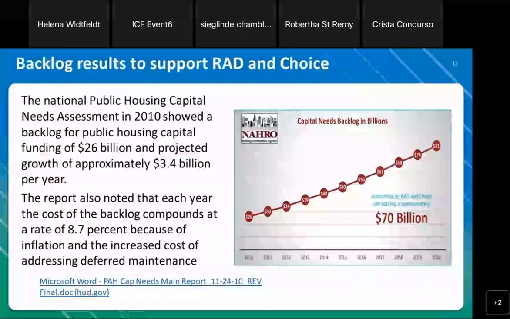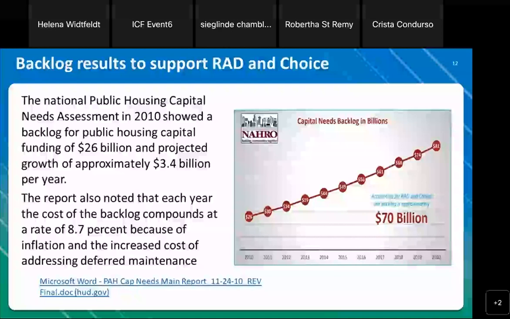It actually has been derived from a final document from HUD. And again, you see down there on the slide deck, there was a capital needs report done in 2010, and NAHRO has taken the opportunity from that report and updated it last year to show and support the capital need backlog for RAD conversions. And as you see, the trend is just going up, and it's been estimated through 2020 at $70 billion. So the growth annually projected is $3.4 billion.